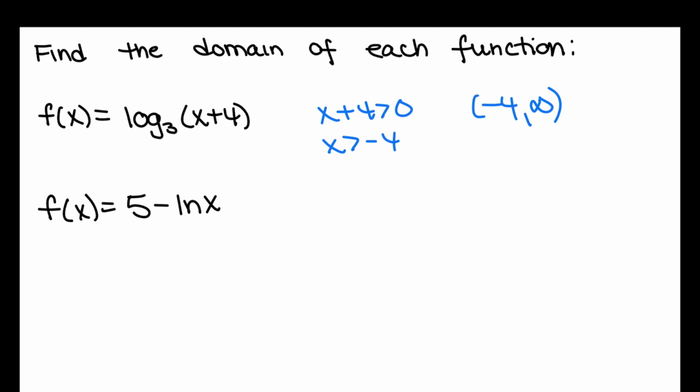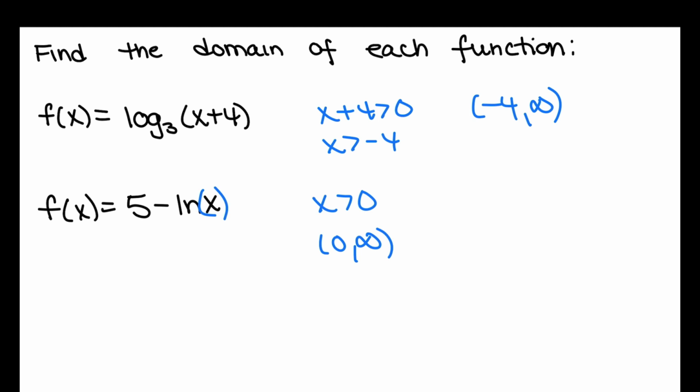In my second example, f of x equals 5 minus ln x. I do the same process. I take the thing inside the log, ignore everything else. In this case, the thing inside the log is just an x. That has to be bigger than 0, and so my domain is 0 to infinity.